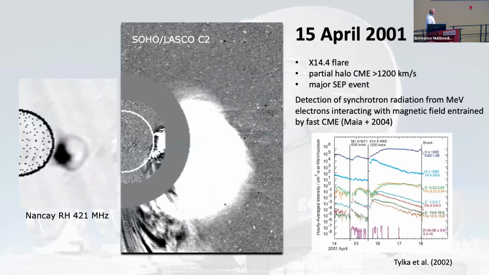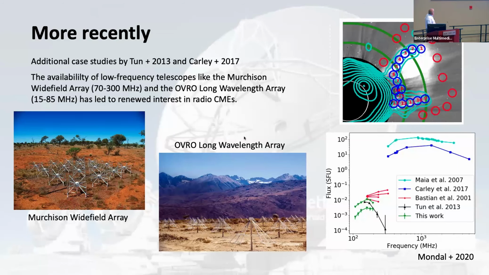Here's another example from Maya. This is at 421 megahertz. Another fast CME, another big SEP event. And more recent work has been using low frequency telescopes, 70 to 300 megahertz, or the 15 to 85 megahertz telescope, and they're beginning to see more and more of these radio CMEs. I'm finding these examples pretty interesting because they're actually quite intense: 10 to 100 solar flux units, 1 million Janskys per beam.